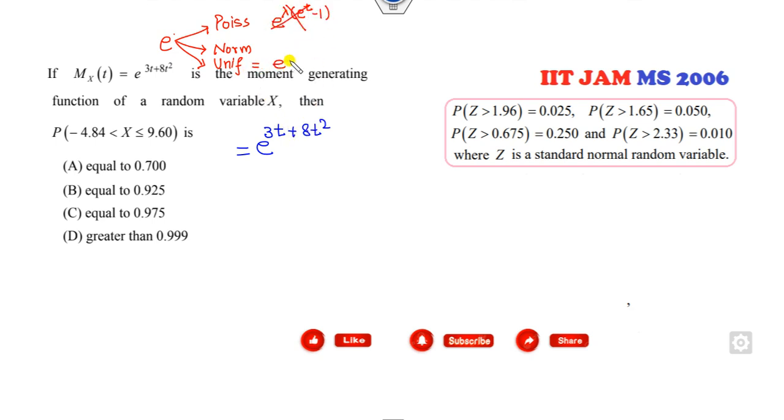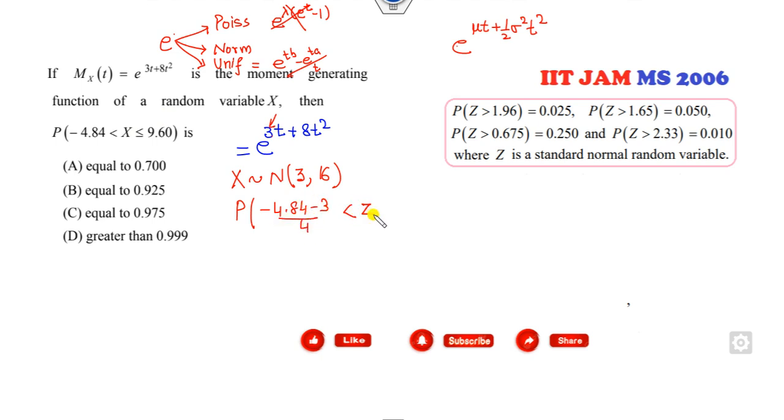Whenever you are talking about the uniform distribution, it is e raised to power t divided by something, but it is not divided. What is the normal distribution? This. That's why I am asking you, you must remember. If you compare them, what does that mean? X follows the normal distribution, mu is my 3, variance is my 16. So I can substitute here, I can convert into the Z. So 4 point this divided by 4 less than Z less than or equal to 9.60 minus 3 divided by 4.